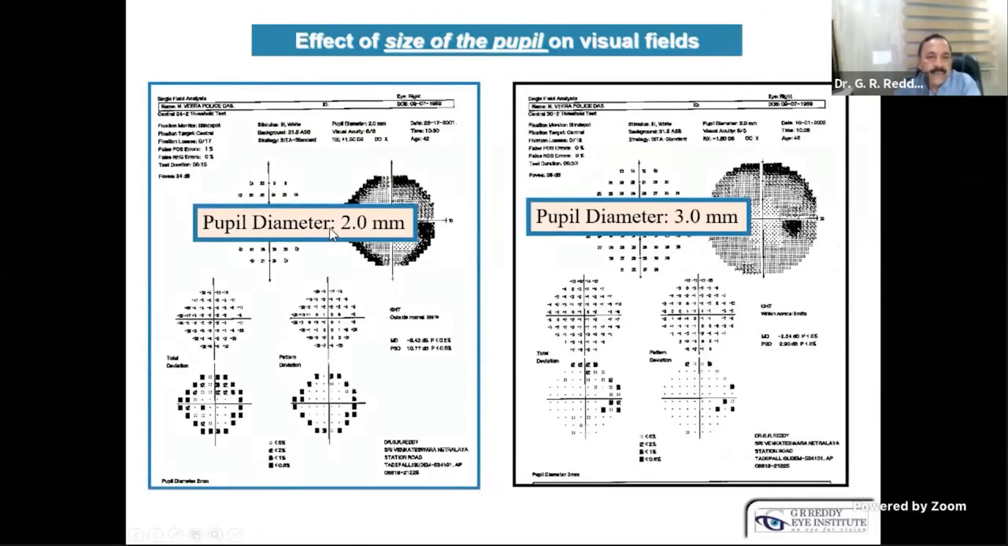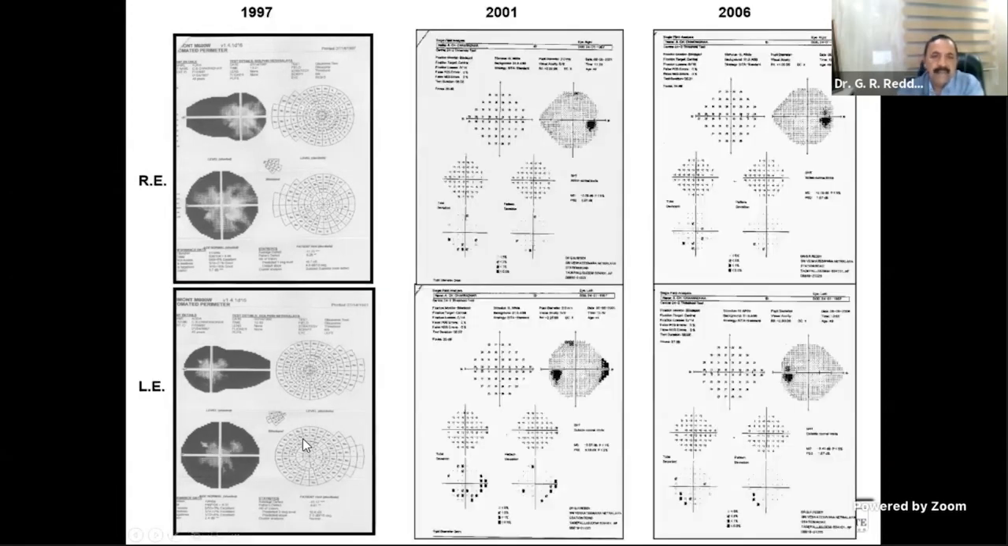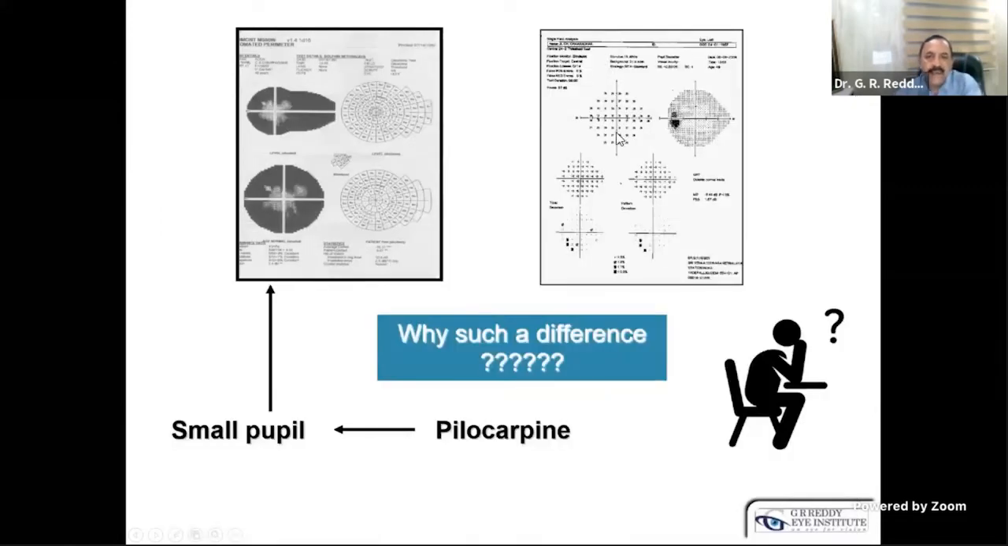Here with the 2 millimeter pupil, you see, whenever you see edge scotomas, you should always think of small pupil, false negatives, or rim artifacts. And when the pupil is dilated, even in 30-2, the edge scotomas disappear. This is a pilocarpinized pupil, diagnosed as advanced glaucoma, and then pilocarpine was stopped and the visual fields were taken. This is the field of 1997. This is 2001 and 2006. It was because of the pilocarpinized pupil.